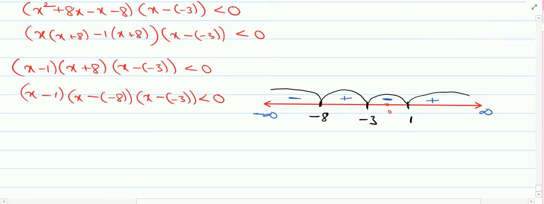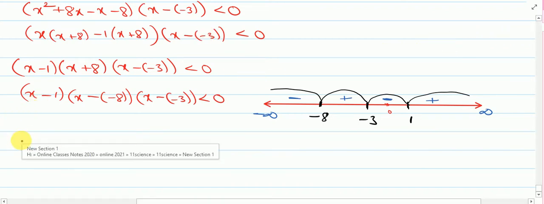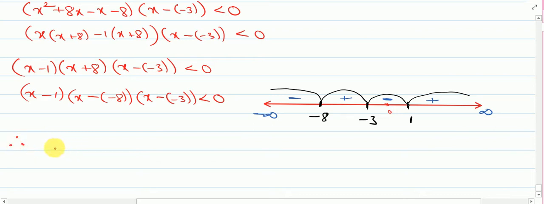Okay, now you can write, therefore, this x will be less than minus 8. Why am I writing only less than? Because here the equal to sign is not there. So minus 8 is not included. So x is less than minus 8, or x has to lie in between minus 3 and 1. Done. So this is the answer.